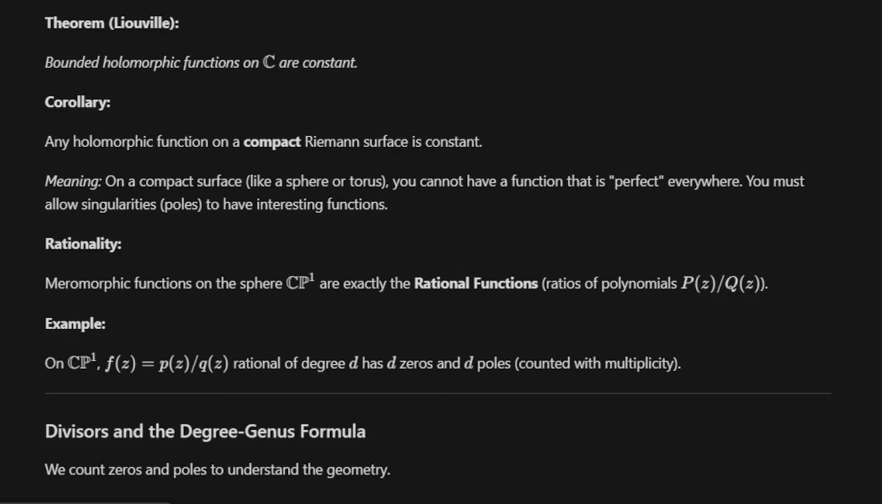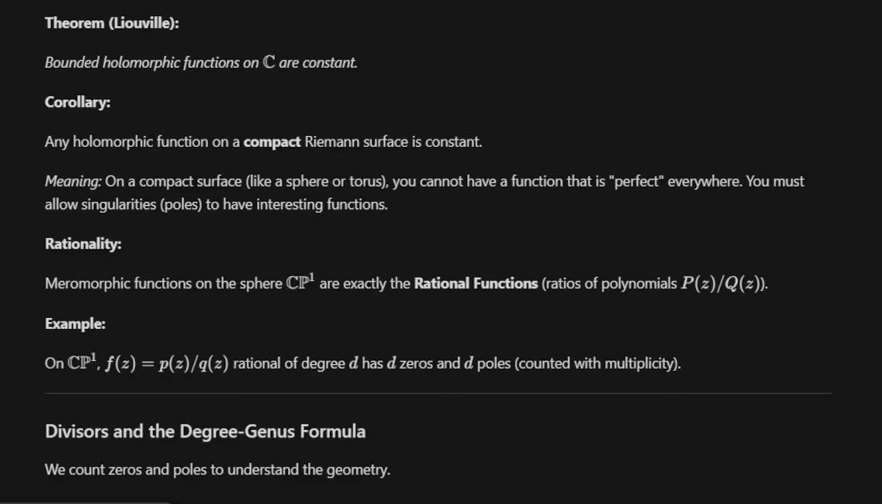So, Liouville's theorem. This concerns a bounded holomorphic function on the entire complex plane. And when we consider this, the theorem states that a bounded holomorphic function on the entire complex plane is constant. And the corollary that follows is that any holomorphic function on a compact Riemann surface should also be constant. And so the global holomorphy of that function is a problem, because on a sphere or a torus, if you want a perfect function, the only one that exists is a boring constant number, right? So in order to get interesting geometry, you have to allow the functions to break.